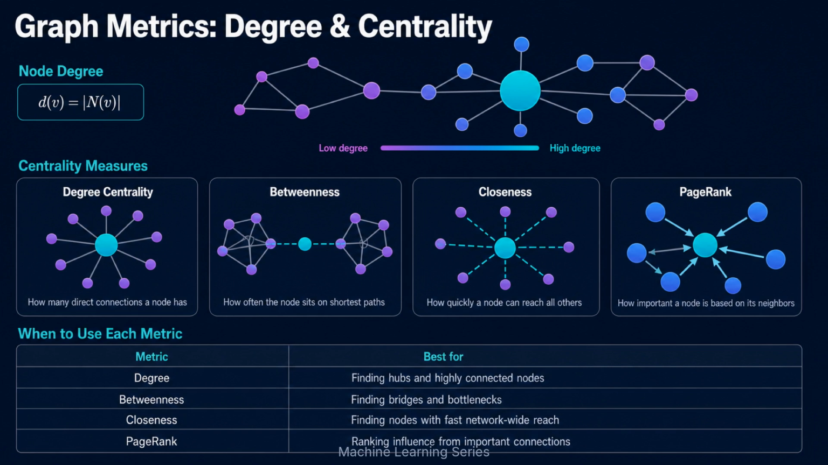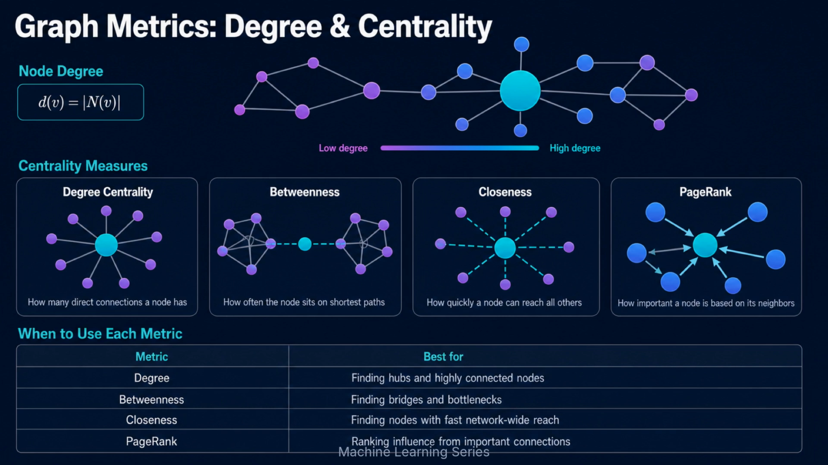The degree of a node is simply the number of edges connected to it. Highly connected nodes have high degree, but degree alone doesn't tell the whole story. Centrality measures capture different notions of node importance. Degree centrality is just normalized degree.